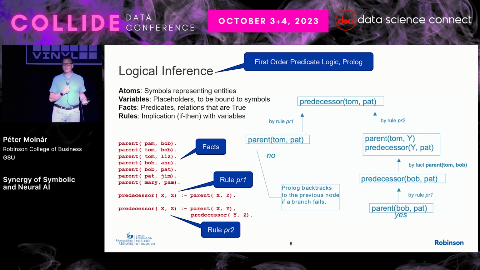But symbolic computing and symbolic AI has basically the advantage built in of logical reasoning. So it's built on logic, it's built on inference, and there are mathematical foundations like first-order predicate logic. And what you see here is actually Prolog code. Prolog is a programming language that evolved around the 1970s, mainly for symbolic computing.